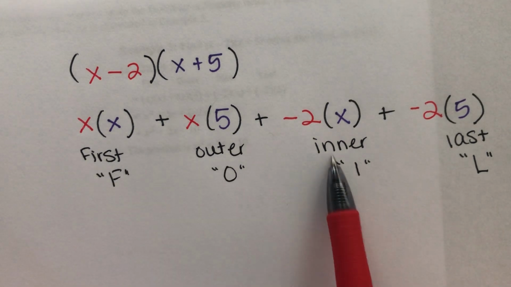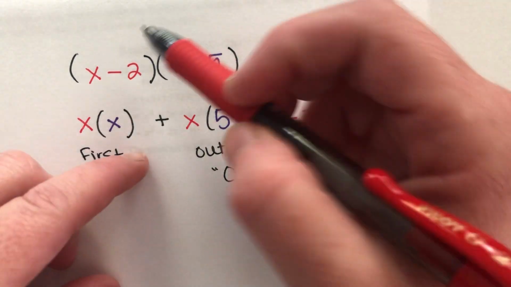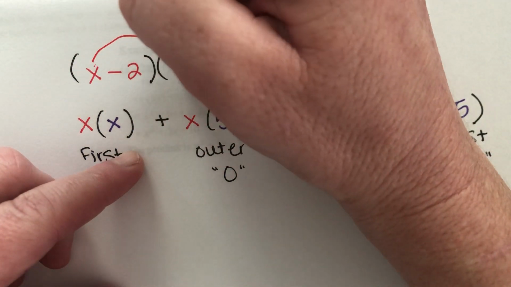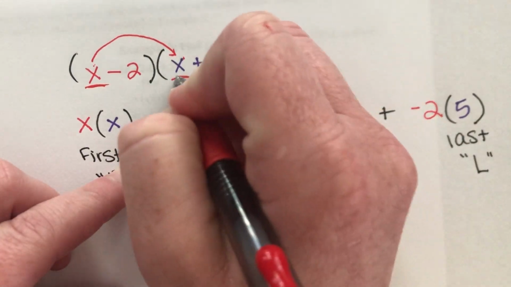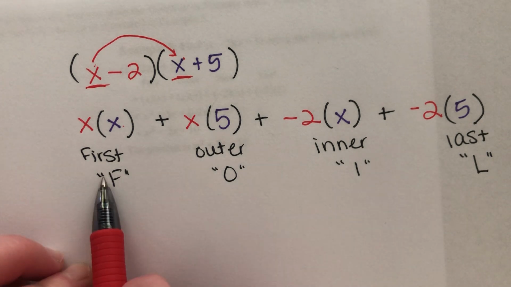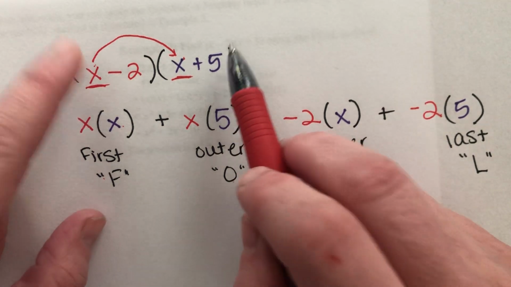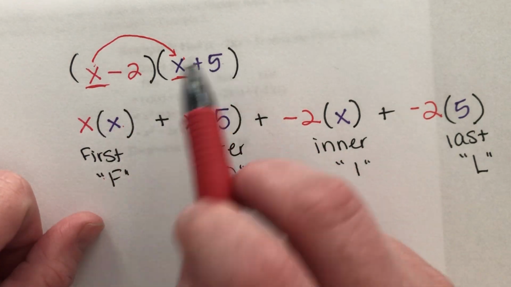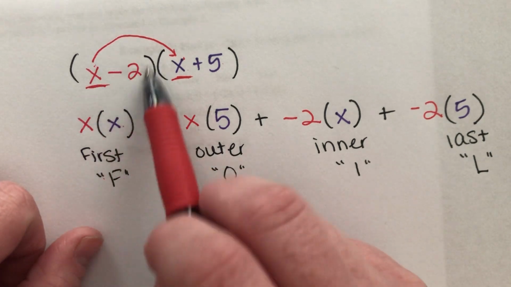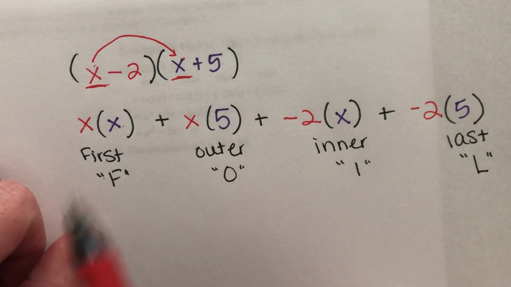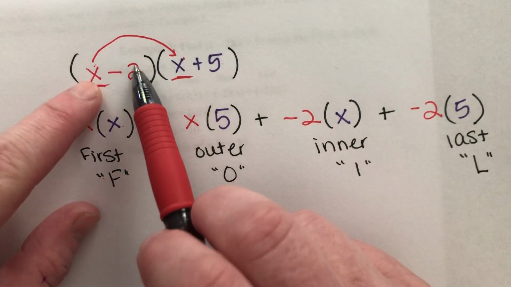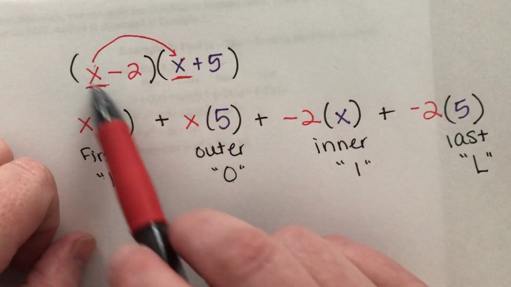So for first, outer, inner, last, first, we're going to multiply the first term in each binomial. So we're going to multiply x times x. This is the first term here. This is the first term here, all right? X times x. Then we're going to multiply the outer two terms, right? There's 4 terms here. Terms are separated by plus and minus signs. There's an x, a negative 2, an x, and a positive 5. We're counting both of these as terms since they're inside parentheses. This is 2 terms, this is 2 terms, so together it's 4 terms.